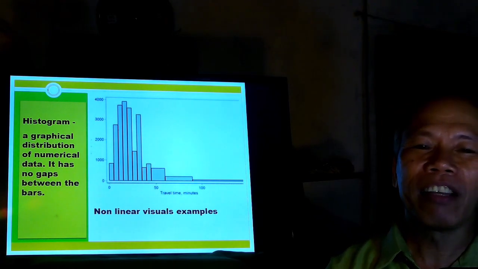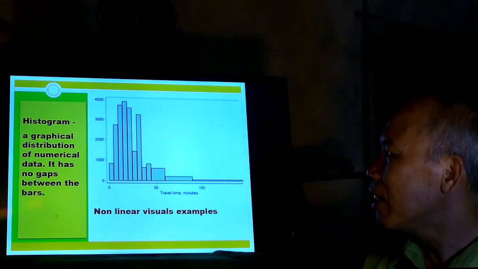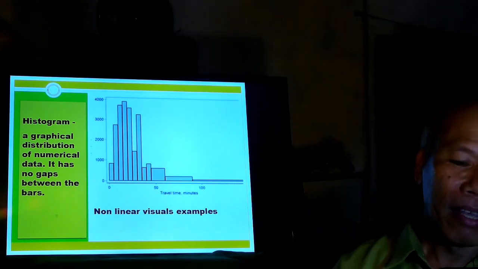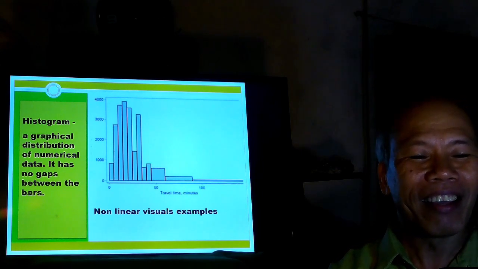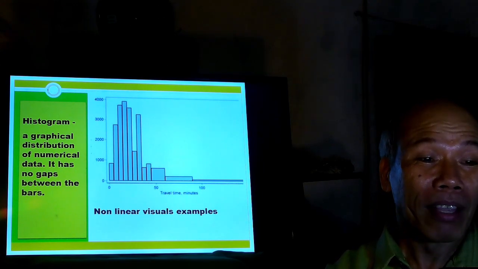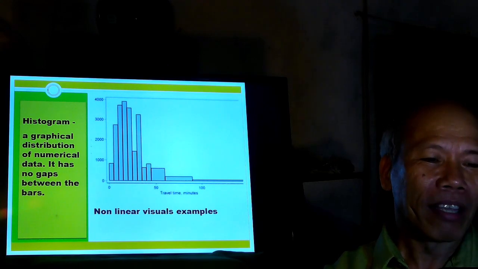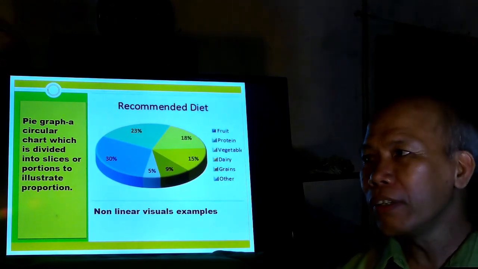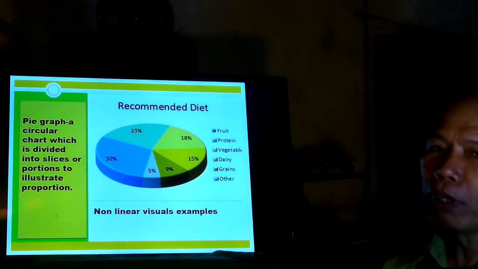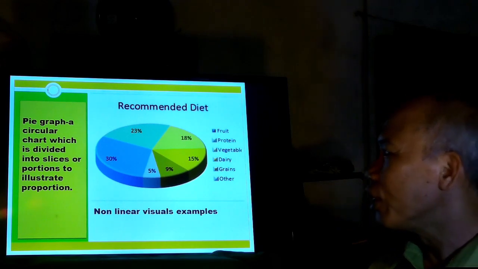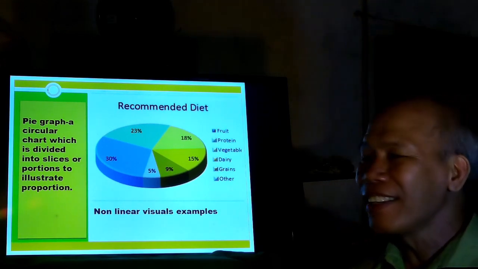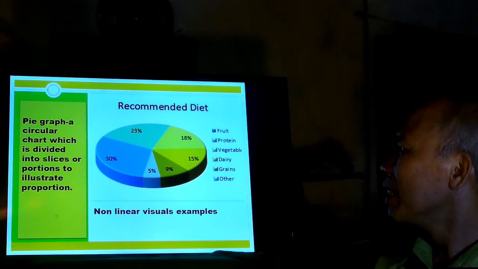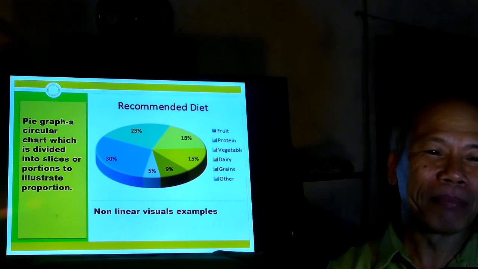Okay. Another example is the histogram, a graphical distribution of numerical data. It has no gaps between the bars. Again, the difference is that in a bar graph you have spaces between, in a histogram you have no spaces between. Another example, more popular to us, the pie graph, a circular chart which is divided into slices or portions to illustrate proportion. You have there the example.